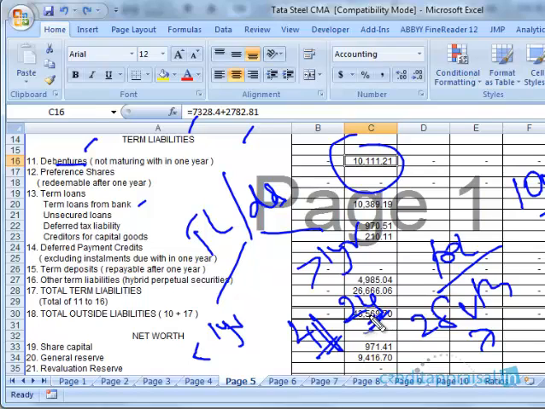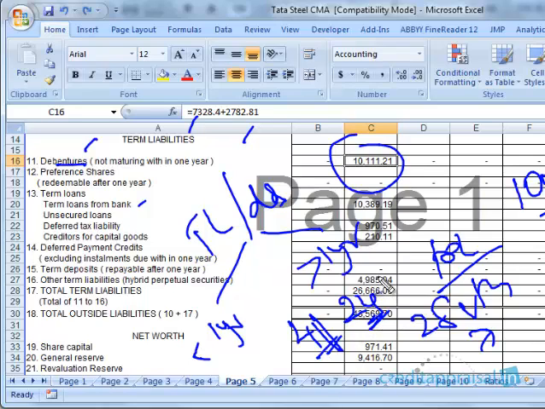If you have access to the information, please calculate for each loan and each debenture what portion is falling due within the next 1 year and what portion is due beyond 1 year, and accordingly classify it as a term liability and a current liability. For this example, I'm treating everything as term liability, though some portion is actually a current liability.